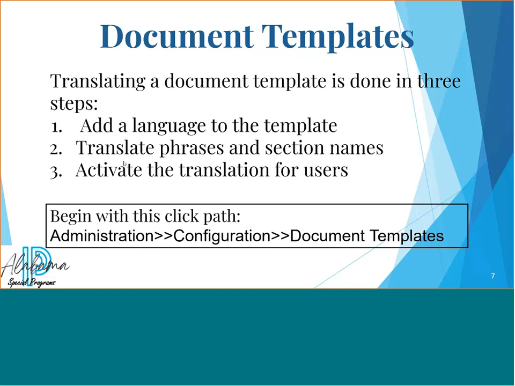Okay, so translating documents is not hard, and it's not really overly complicated, but it is tedious, meaning that there's lots of little steps, as many things in PowerSchool are, but the overall process of translating it's really simple. And there's just 3 steps, okay? First, you're going to have to add a language to the template. Then you're going to have to translate phrases and section names. And then you're going to have to activate the translation for users.